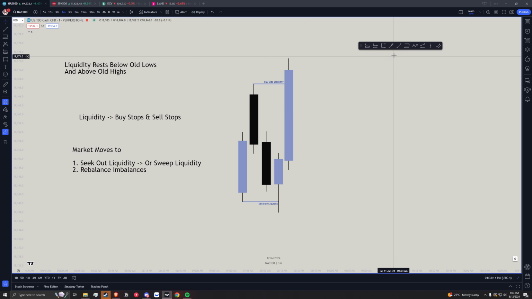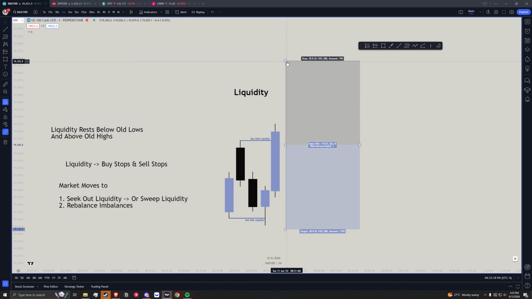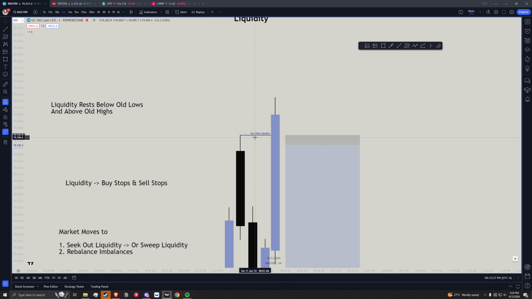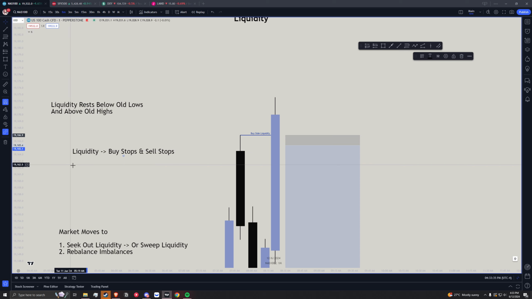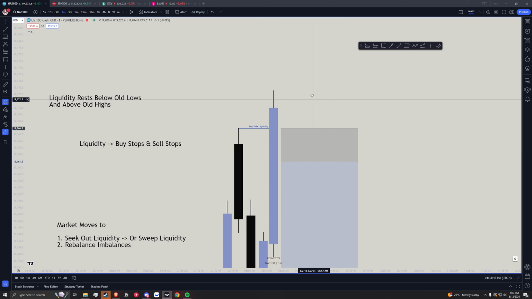When you are going short in the market and you have your stop loss above a high like this, targeting a lower low like this, in order to get out of your sell position, you need to buy the market. That is why this is called buy side liquidity, because liquidity is stop losses, buy stop losses and sell stop losses, or the stops for people who are going short and people who are going long.